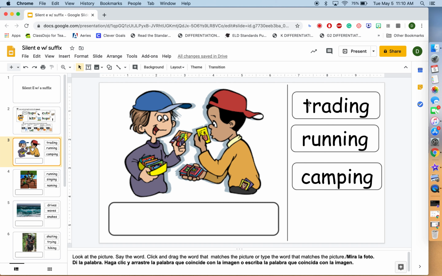I'm just going to read. I'm going to think about a strategy that's going to work. So I'm going to use Stretchy the Snake strategy. I'm going to just stretch out all the sounds I know. Trading. Trading. Oh, I think it's that one. I'm going to read the other ones just to be sure. But that does seem to match the picture.